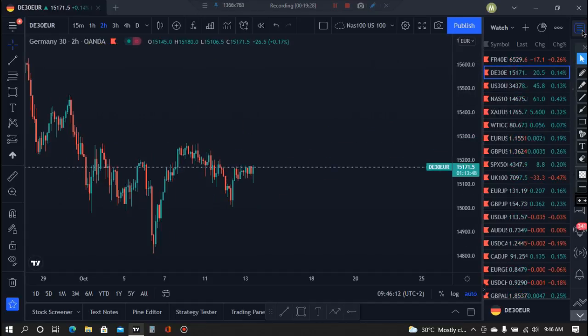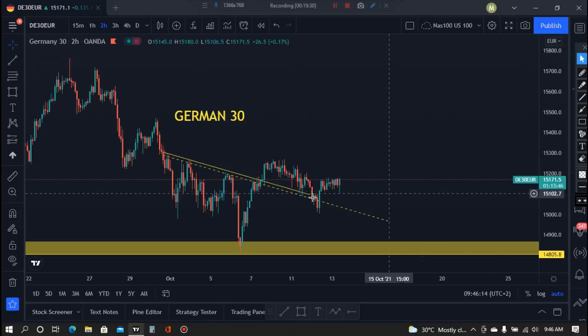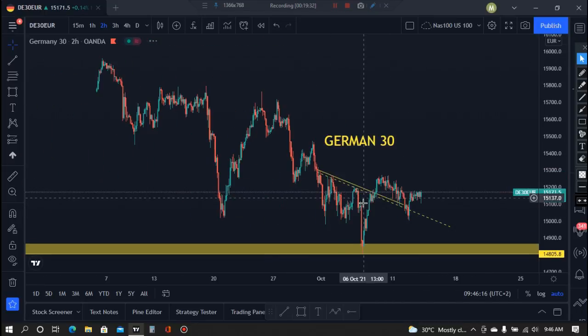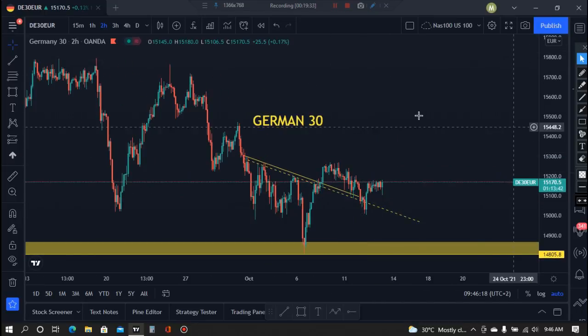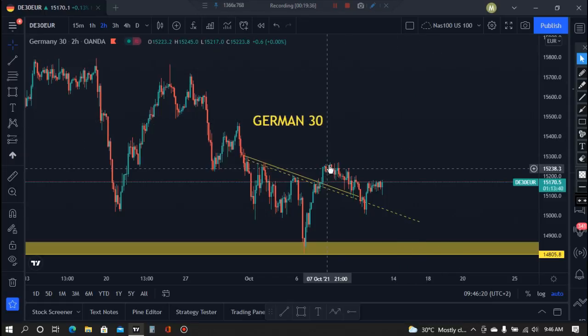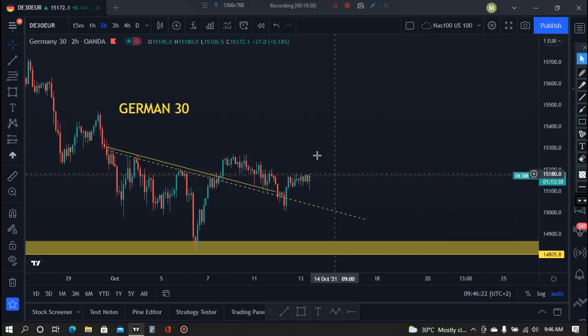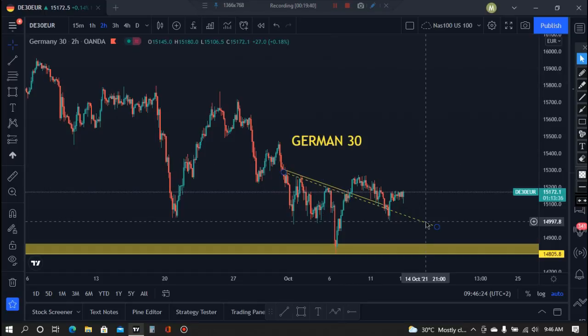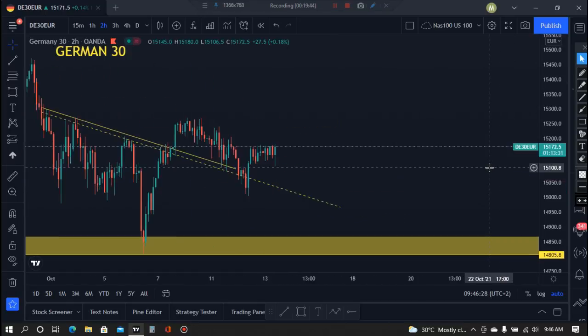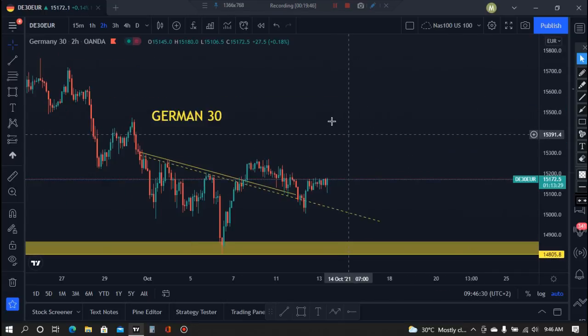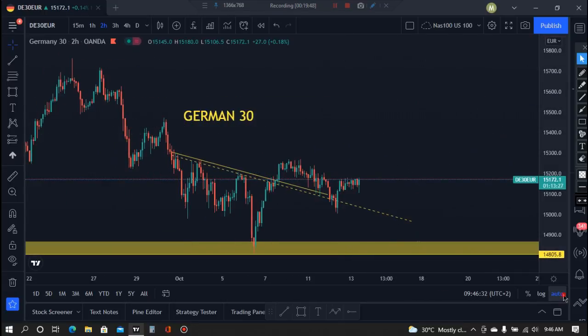So let's go to German 30. You can see when the German 30 and US30 and NASDAQ are pulling lower and lower, they also do the same thing. Even if the moves are not that crazy, the moves are really normal, not like what you see on NASDAQ, but they really do the same thing. So this I can call a fake breakout.